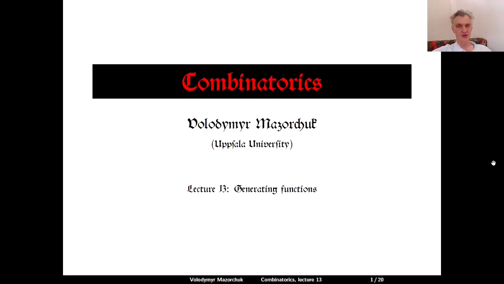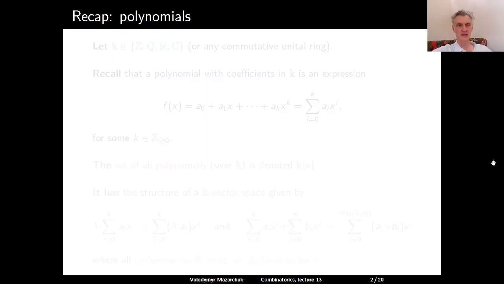Combinatorics, Lecture 13, Generating Functions. Let us start by recalling polynomials. Let k be one of the usual sets of numbers, integers, rational numbers, real numbers, or complex numbers. Or actually we can take as k any commutative unital ring.